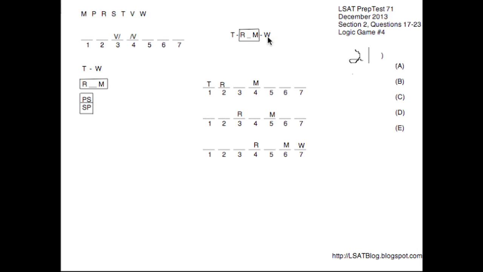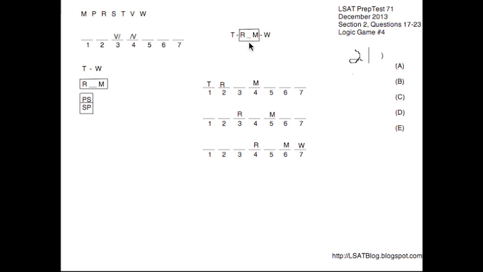They ask us again what could be true. So let's lay out the different possibilities. We could have R on 2 and M on 4, R on 3, M on 5, or R on 4 and M on 6. In the top possibility where R is on 2, we have to have T on 1 in order for T to go before all of those other 3. On the bottom possibility where R is on 4 and M is on 6, we have to have W on 7 in order for W to go after the R space M block.